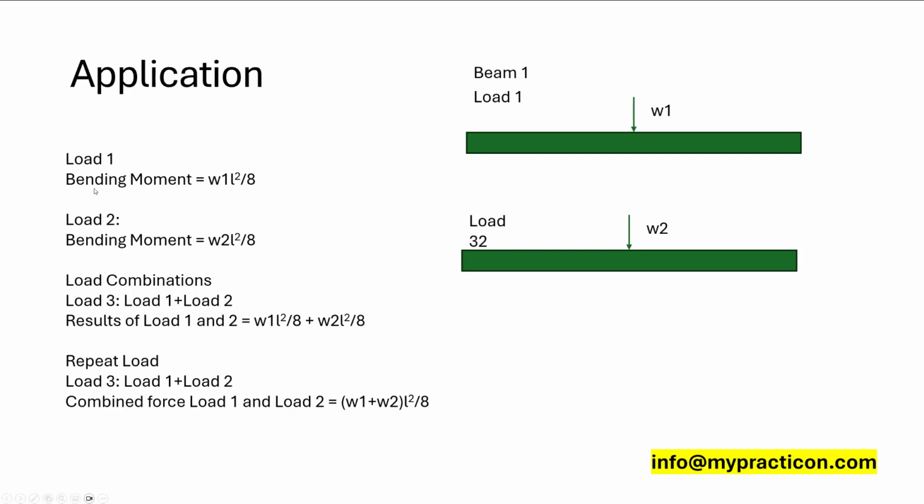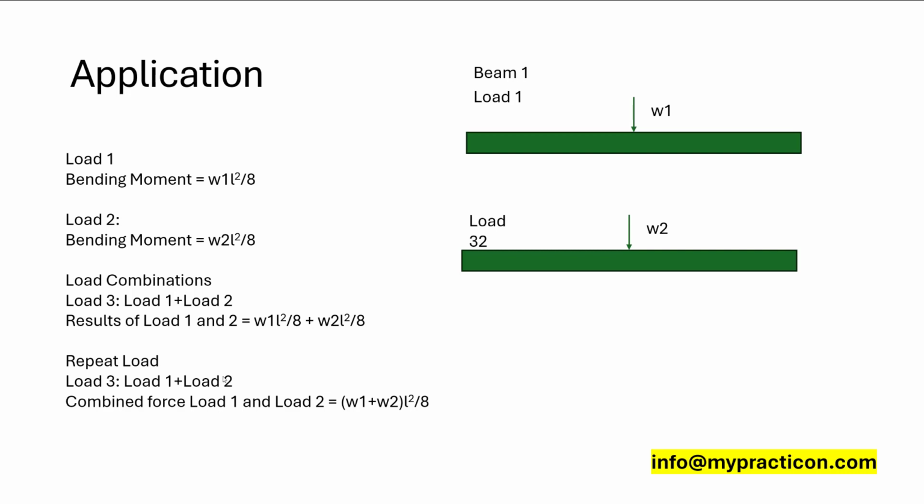Over here, the analysis will be performed only for load case 1 and 2, and the results will be combined. But in repeat load, load case 1 will be analyzed, load case 2 also will be analyzed, load case 3 also will be analyzed. By combining the loads, the combination of the loads will be applied to the structure and the analysis done. So this is the only difference between the two.